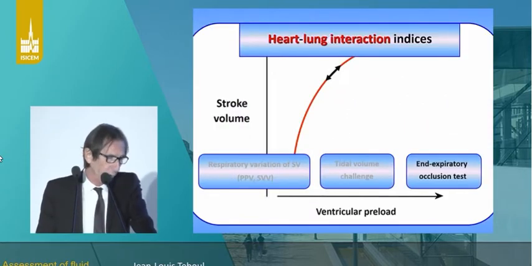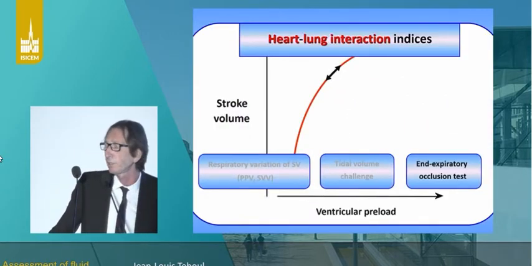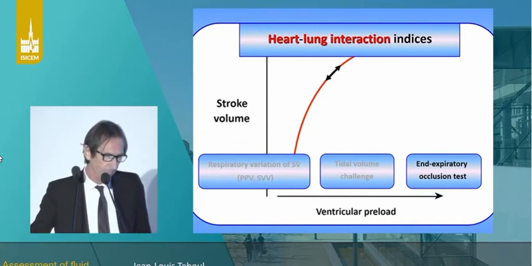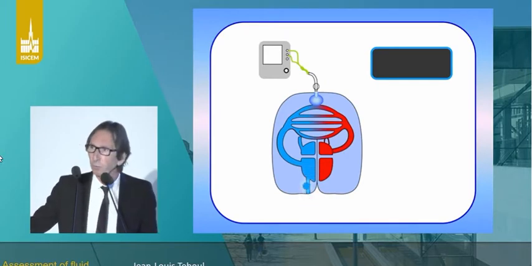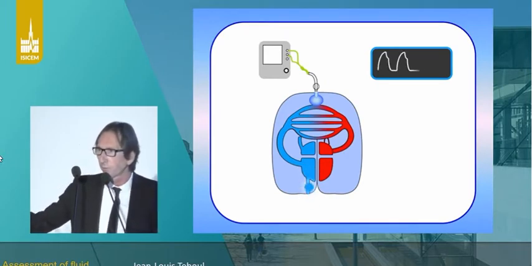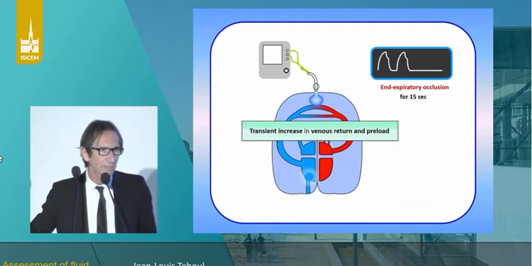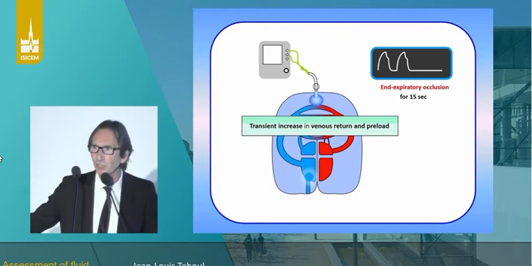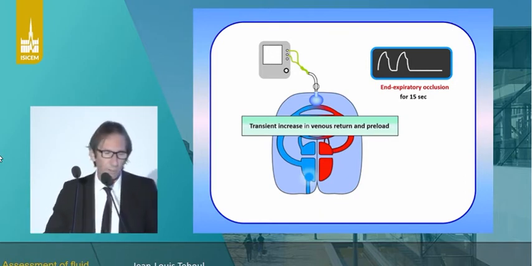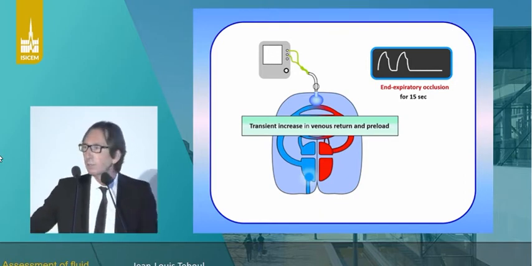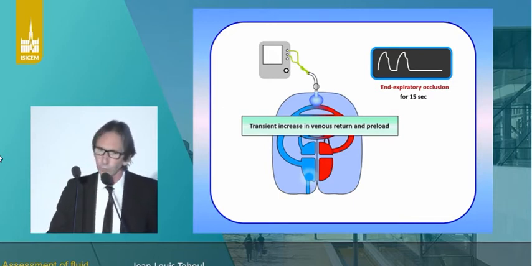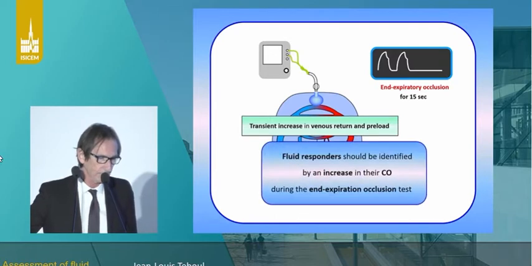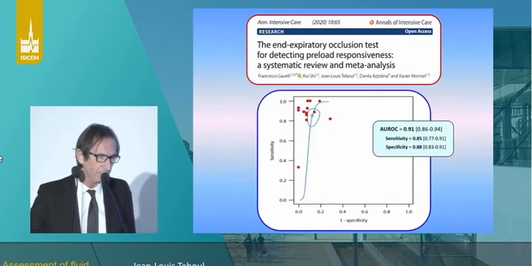And expiratory occlusion test is another possibility. This is also a test using heart-lung interaction. And you know the principle is to interrupt the ventilator for 15 seconds at the end of expiration, and this mimics a fluid challenge or preload challenge, because preload increases transiently. And you can measure something, stroke volume, cardiac output, or surrogates of cardiac output during the test, and you can identify fluid responders and non-responders.